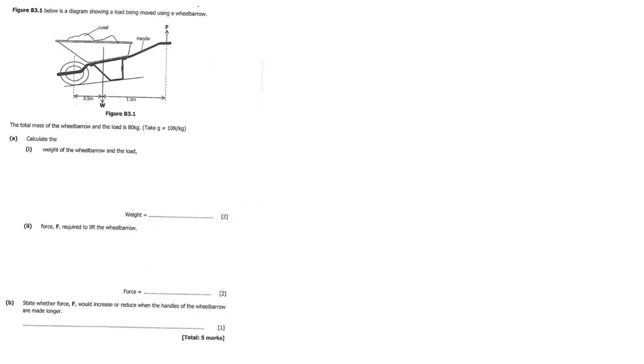So the question reads: figure B3.1 below is a diagram showing a load being moved using a wheelbarrow. As you can see, we have the load here. The total mass of the wheelbarrow and the load is 80 kg, taking gravity, which is small g, to be 10 newtons per kg. The first part of the question is asking us to calculate the weight of the wheelbarrow and the load. Now, in the question itself, the answer is literally given. It's telling us that the total mass of the wheelbarrow and the load is 80 kg, and we need to find the weight.